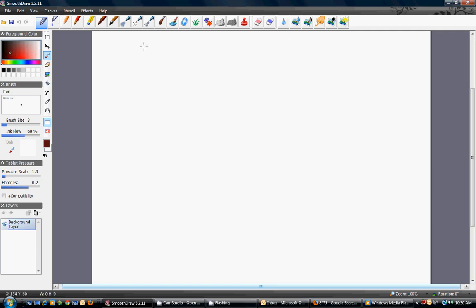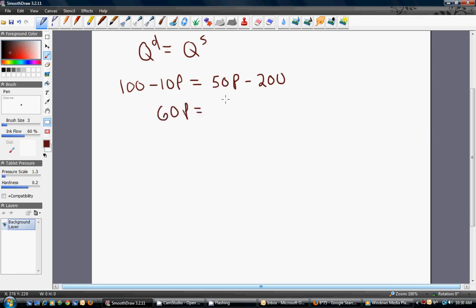To find the equilibrium price, we're going to set quantity demanded equal to quantity supplied. Quantity demanded from the last page is 100 minus 10p equals quantity supplied of 50p minus 200. Collecting the p terms, I'm going to get 60p equals 300, or p equals $5. That is the equilibrium price.